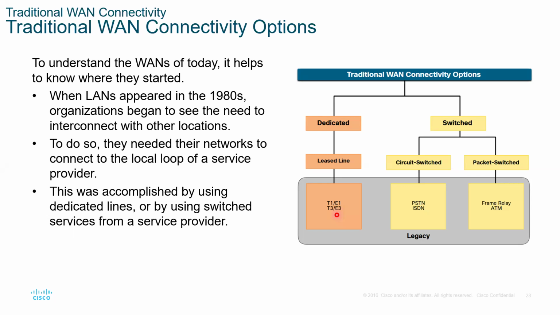So those are leased lines. Those are copper links. And T1, E1, T3, E3 basically define the capacity of those links. So if the capacity is 1.5 megabytes per second, it's T1. I think there's another slide for that. So traditional WAN connectivity options: we had the leased lines, which were dedicated. Then for switched, circuit switched and packet switched, I already introduced PSTN and ISDN. Then we have frame relay and ATM.